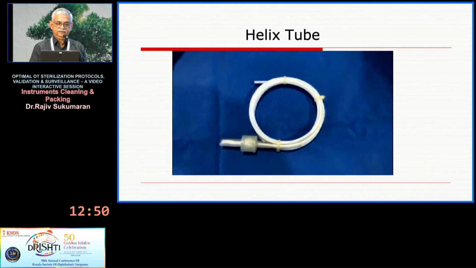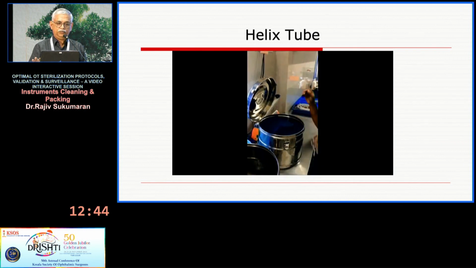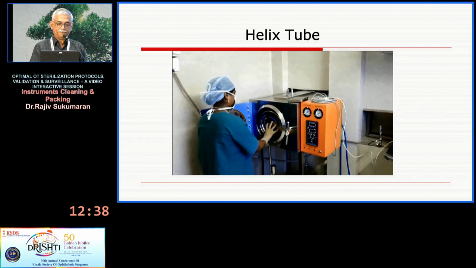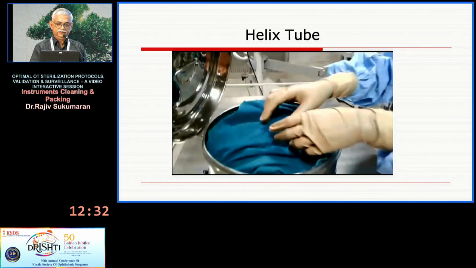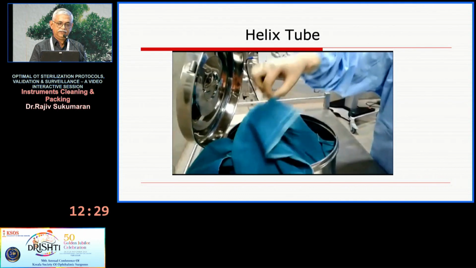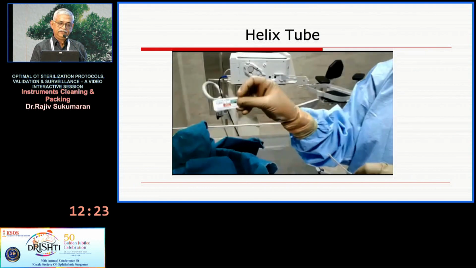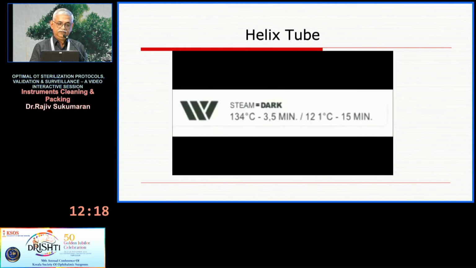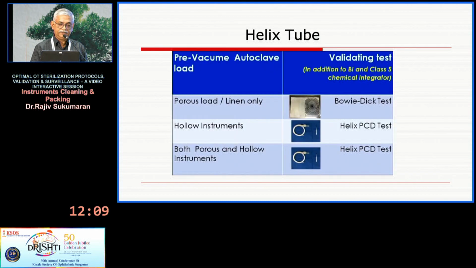And this is placed in between the load what you are doing and checked for autoclaving. This will tell you whether the machine has got a good vacuum cycle. So once it is ready, the helix tube is taken out and you check the indicator. This is the class 5 indicator which I will be showing you again. This is the helix tube indicator. And if there is a leak or the vacuum is not clear, the color remains pink.